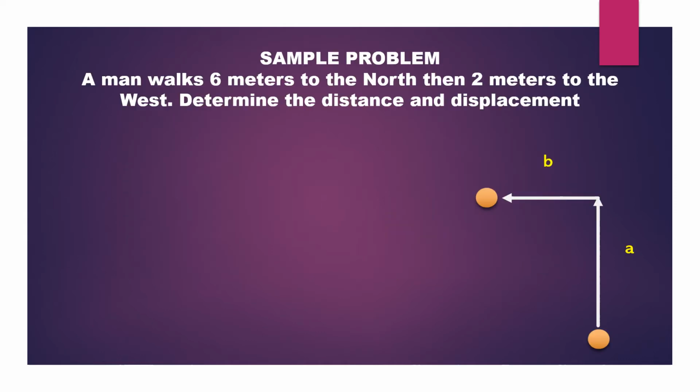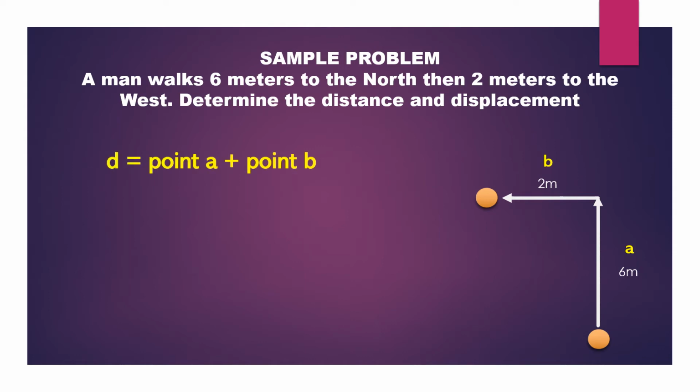Let us now proceed with the sample problem. A man walks 6 meters to the north, then 2 meters to the west. Determine the distance and displacement. Since the distance refers to the total path traveled by an object, we can just add the two.